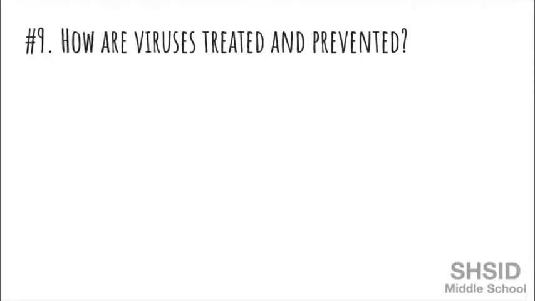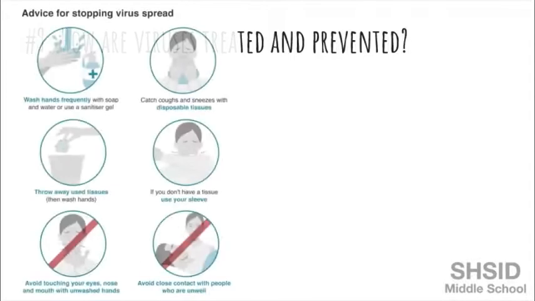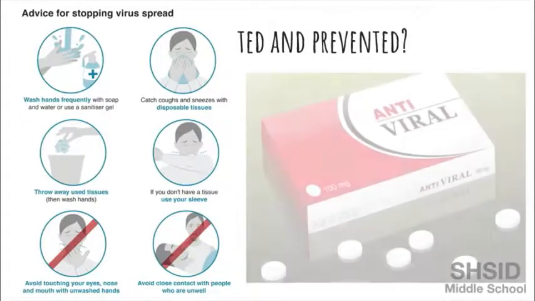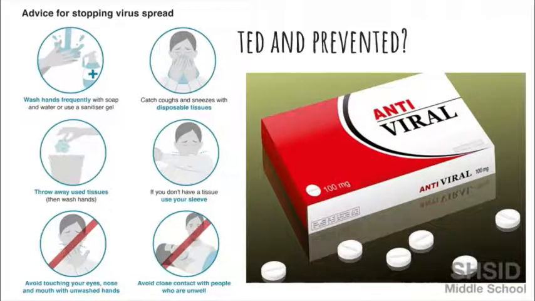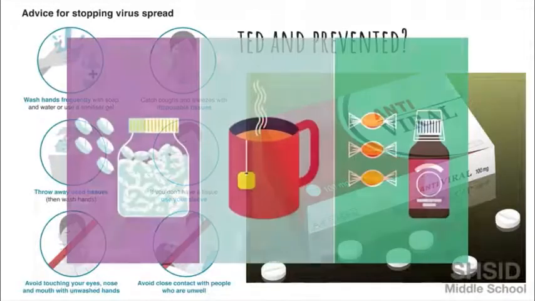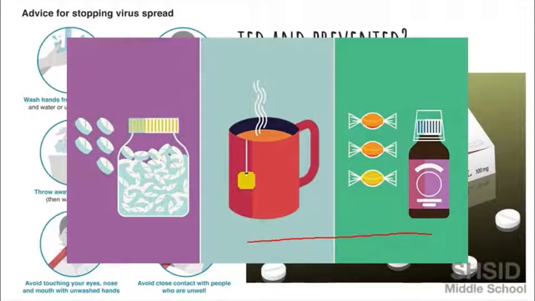This is my last question for you guys. How are viruses treated and prevented? So remember, prevention is the most important thing, right? Washing hands, using tissues, not touching your face, avoiding contact with sick people. We can take antivirals if they're working, but remember, not all antivirals work, not all the time. And there are actually antiviral resistant viruses too. So a lot of the time we end up treating the symptoms, right? Trying to keep ourselves healthy, our bodies healthy, so that our body can fight the virus on its own.